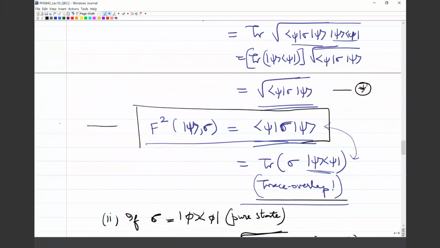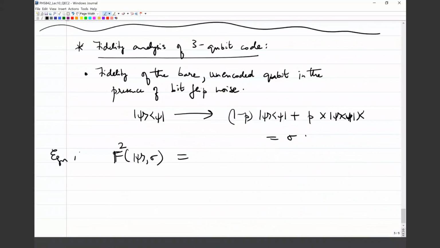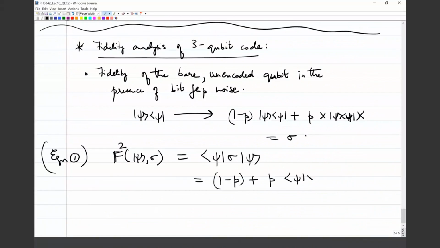So let me call this something else, equation 1 maybe. So I will use equation 1 as my primary fidelity definition. So this is nothing but psi sigma psi, okay, which is 1 minus p plus p psi x psi mod squared, or squared, it doesn't matter, right? This is what we have.